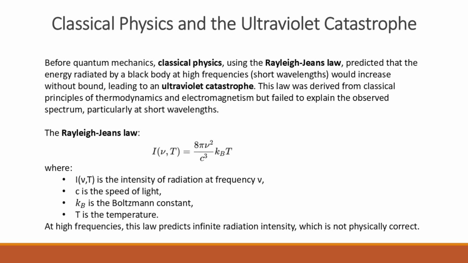Let's explore a pivotal moment in physics history. Before quantum mechanics, classical physics made a catastrophic prediction about radiation. The Rayleigh-Jeans law suggested that as frequency increases, radiation intensity would approach infinity, completely contradicting experimental observations. This ultraviolet catastrophe was a major crisis in physics, exposing the fundamental limitations of classical theory. It was like trying to describe an ocean's complexity using only a child's paddling pool. The classical model simply couldn't capture the true nature of radiation.